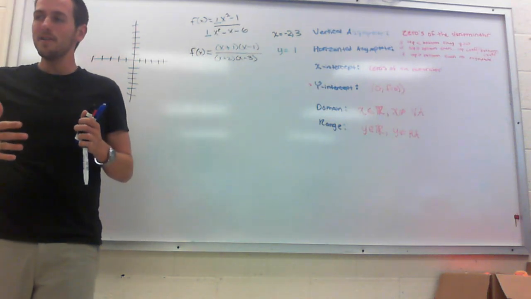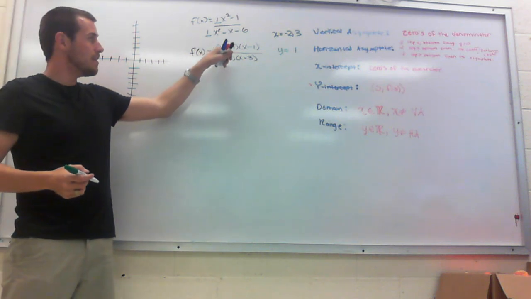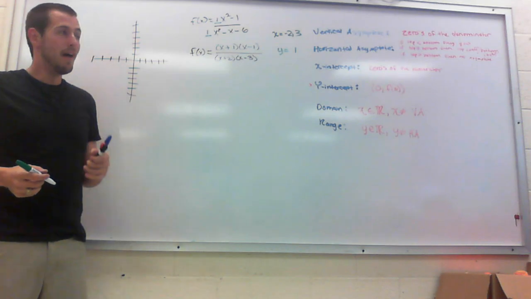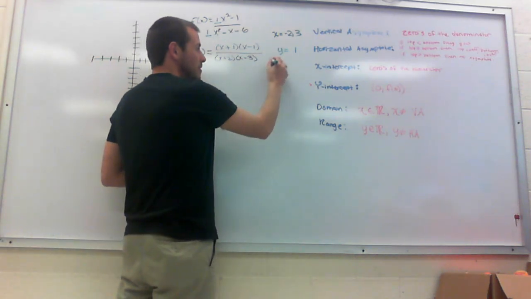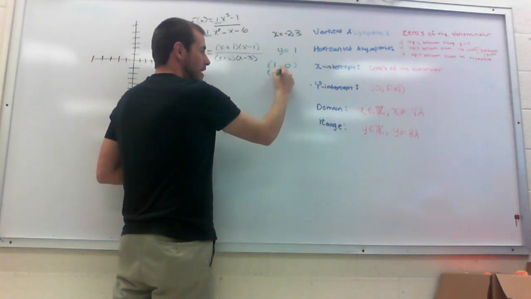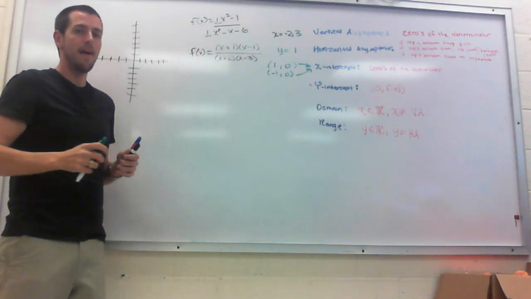X-intercepts, we're still looking at the zeros of the numerator. We already got it in factored form, so we can already tell that the zeros of the numerator occur at -1 and +1. But I want to put that into coordinate point form. And so that would be (1, 0) and (-1, 0). This means that we have 2 x-intercepts.